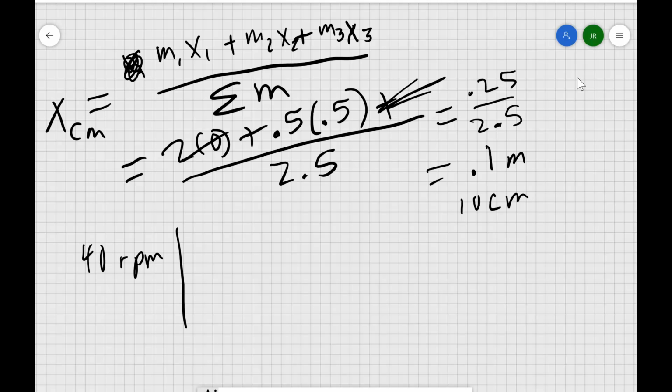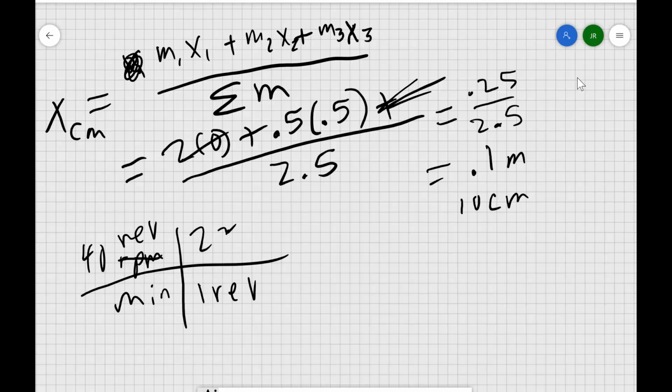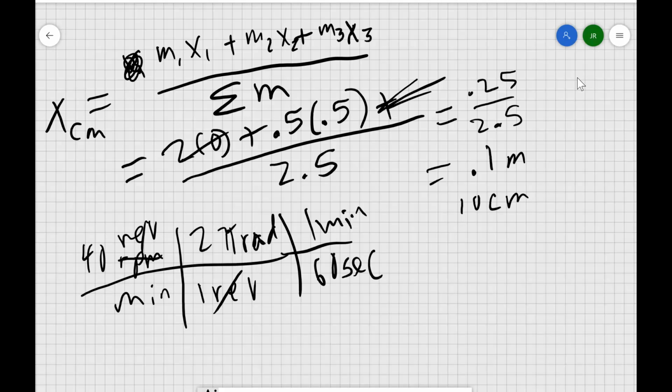So that's revolutions per minute. 1 revolution is 2 pi radians, and 1 minute is 60 seconds. That'll give me radians per second. My calculator tells me that is 4.2 radians per second. So that's omega.